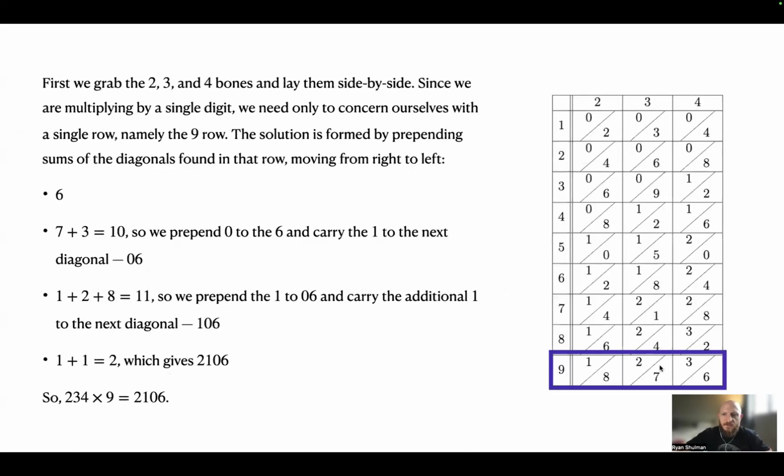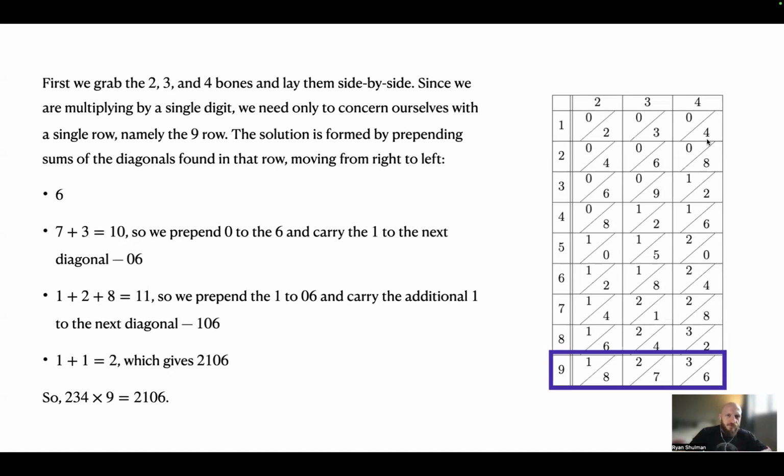So let's take another look at how we can do 234 times 9 on Napier's rods, or Napier's bones. The first thing that we'll do is grab the 2, 3, and the 4 bones and lay them side by side. So 234. Each individual rod, or each individual bone, shows the first 9 multiples of that number. So for instance, the 2 bone right here, the 2 column, shows all of the multiples of 2 from 1 to 9. So 2, 4, 6, 8, 10, 12, 14, 16, 18. Same thing with the 3 and the 4 rods.